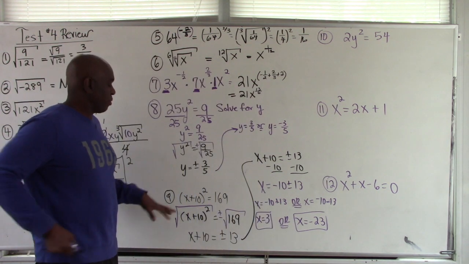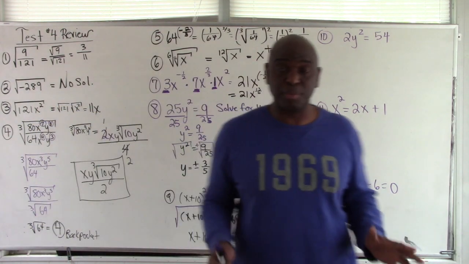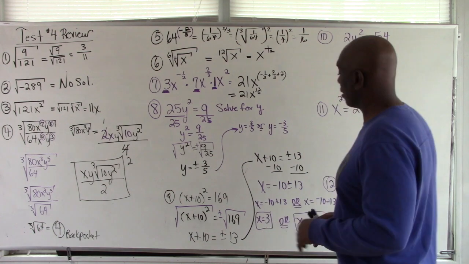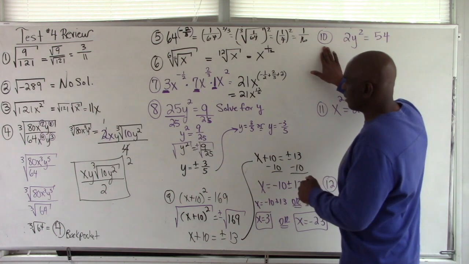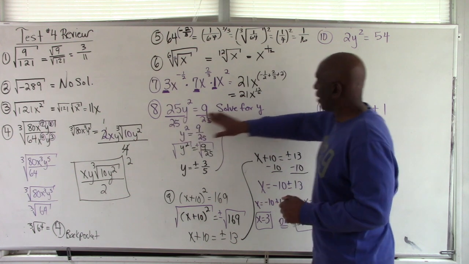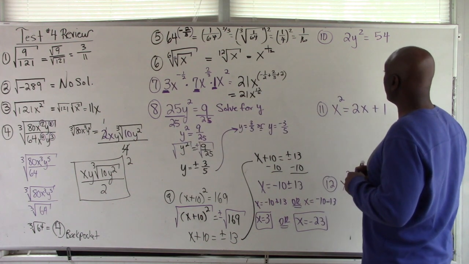Now notice, number 10 is just like number 9. 9 and 10 are very similar. Let's take a look at number 10, because number 10 looks like number 8. Number 8 and number 10 are similar. All right, let's take a look at number 10 here.